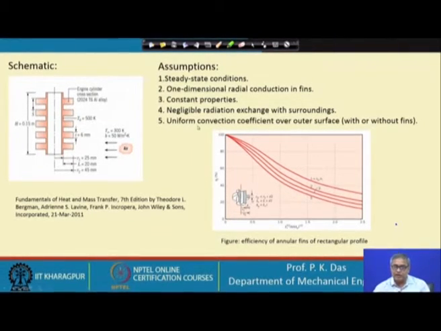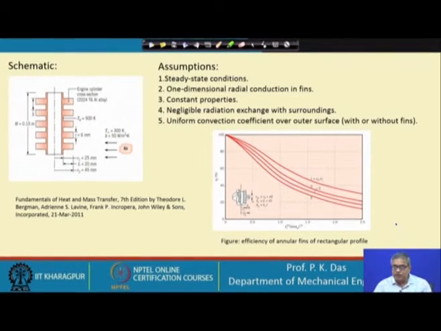One dimensional radial conduction in fins. So, heat will be conducted in this direction, and then it will be convected from the surface of the fins. Constant properties. Negligible radiation exchange with surroundings. That means the entire heat transfer is due to convection, not due to radiation.